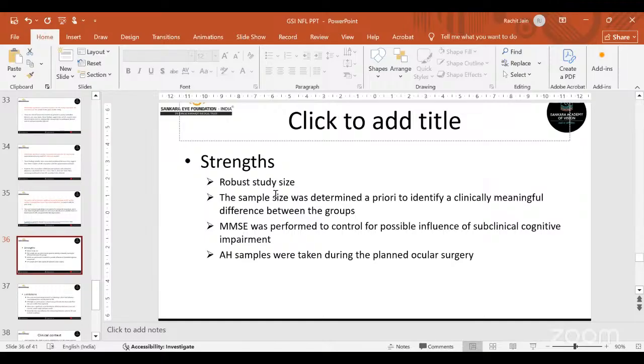The sample size was determined a priori to identify a clinically meaningful difference between the groups. MMSE was performed to control for the possible influence of subclinical cognitive impairment, and aqueous humor samples were taken during the planned ocular procedure. So patients did not undergo any extra intervention.